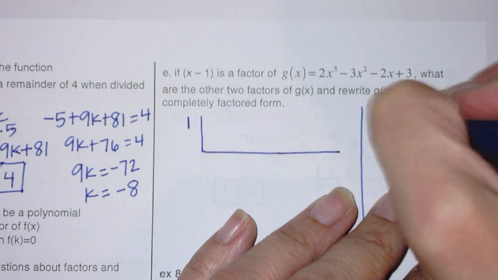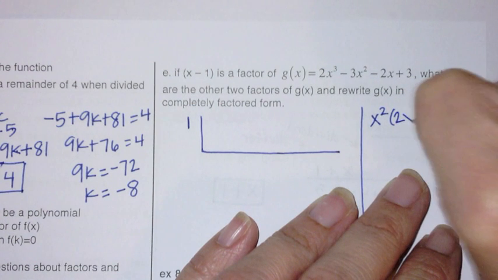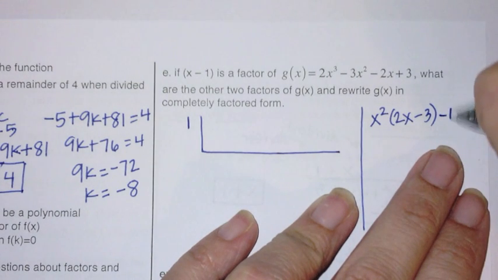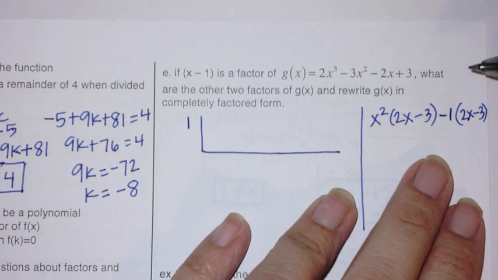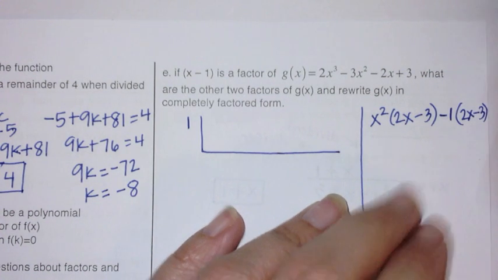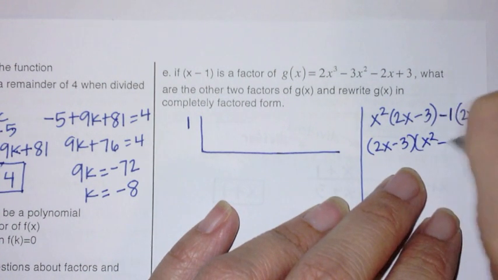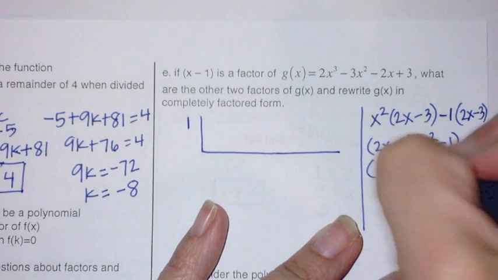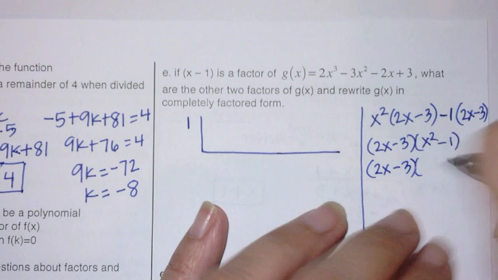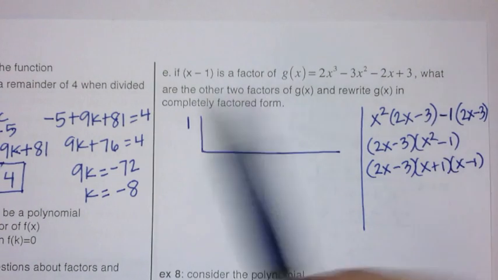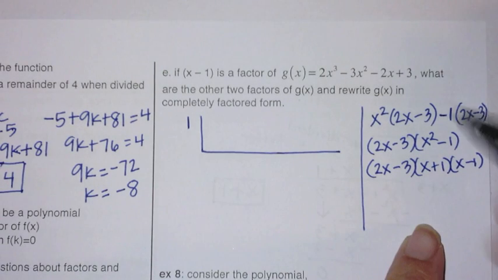So the first 2 terms have an x squared in common. And if you look, the next 2 terms have a negative 1 in common. Why do I want to write it that way? Because then I can write it like this when I factor out what they have in common. And then I can do x plus 1 times x minus 1. And it says, what are the 2 other factors? Well, there they are, x plus 1 and 2x minus 3.